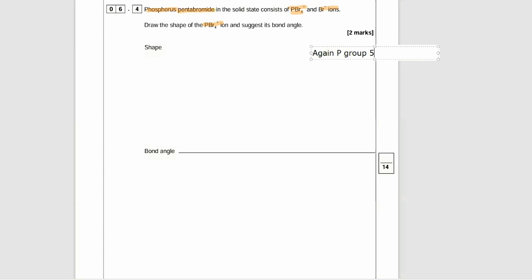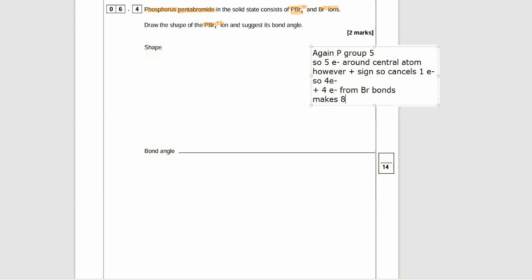And so what we want to look at again is phosphorus is in group 5, so we have 5 electrons. It's bonded this time to 4 bromines. That should make 9 electrons. However, there's a plus sign which cancels out one of the electrons essentially. So it's got 1 less electron. So essentially we have 4 electrons around the phosphorus and 4 being donated from bromine bonds, making a total of 8 electrons. Divided by 2 to get the pairs, we have 4 pairs of electrons yet again.